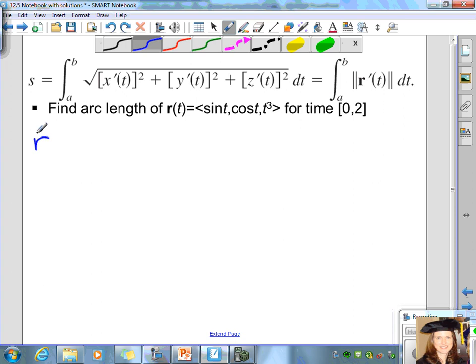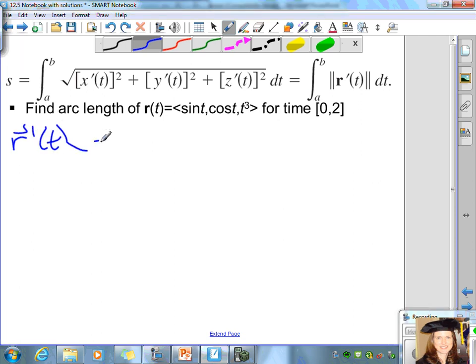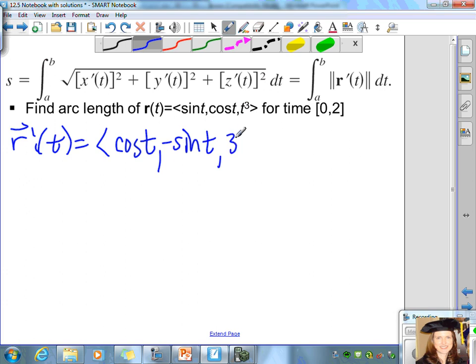Okay, so we're going to go ahead and find r prime of t, take the derivative of the vector. r prime of t is equal to the vector with components: the derivative of sine is cosine of t, the derivative of cosine is negative sine t, and the derivative of t cubed is 3t squared. By the way, this graph is a three-dimensional helix, so I didn't go through and sketch that. But we want to find the arc length from time equals 0 to time equals 2.